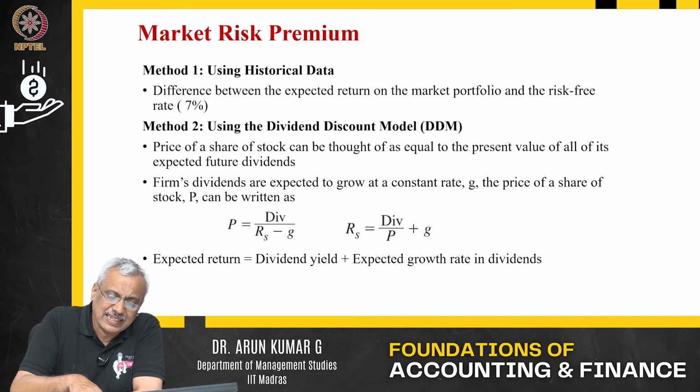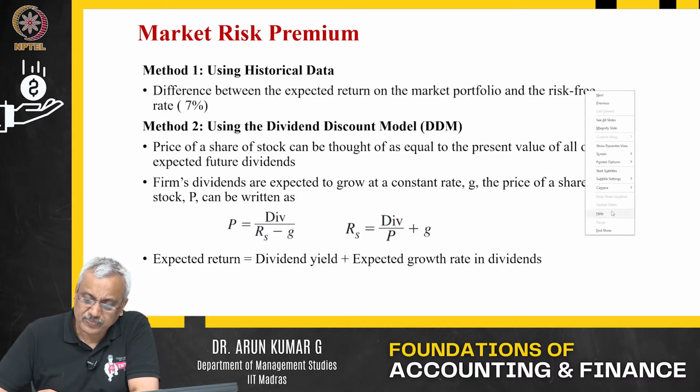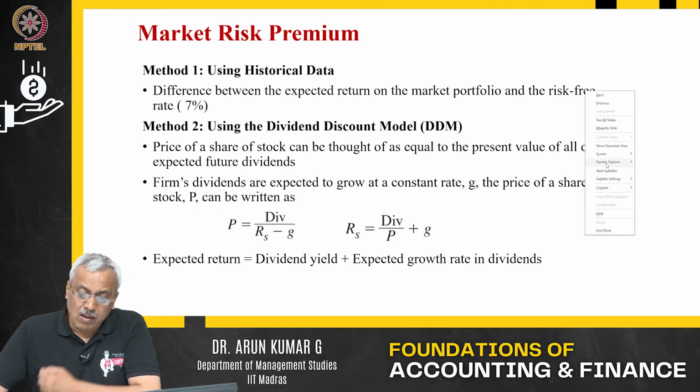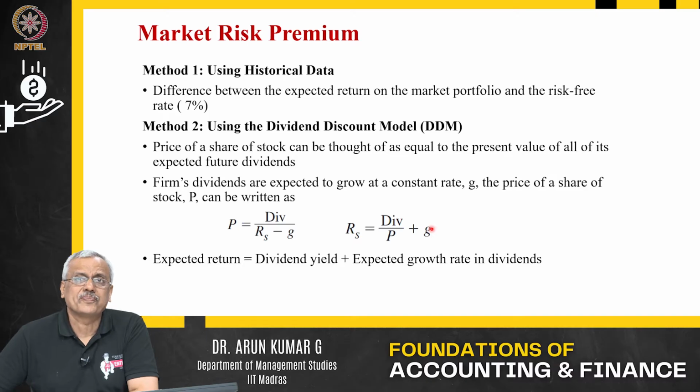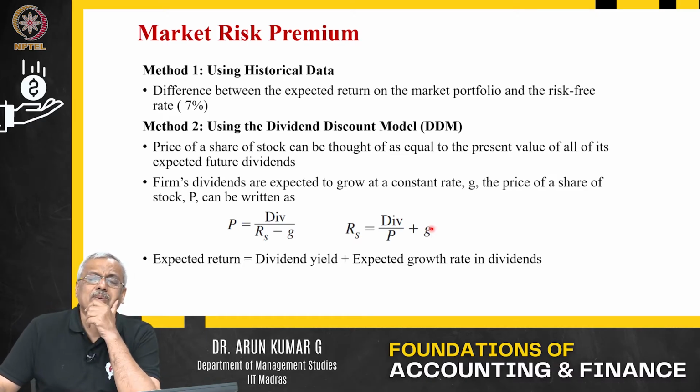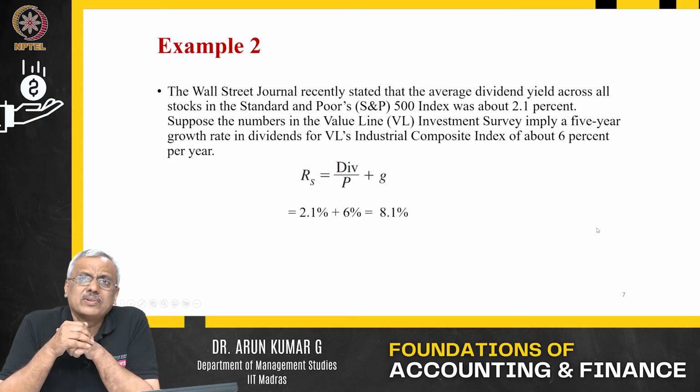Now, this is the return that I am getting, and the second part of it is that the price is nothing but the dividend divided by the return minus the growth. The expected return is nothing but the dividend yield plus the growth rate, which will give you your expected return.